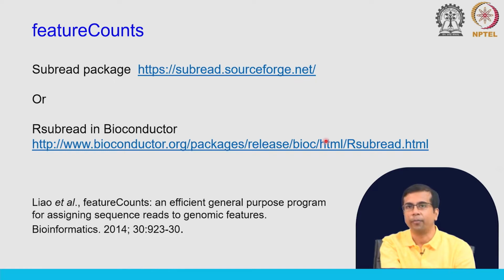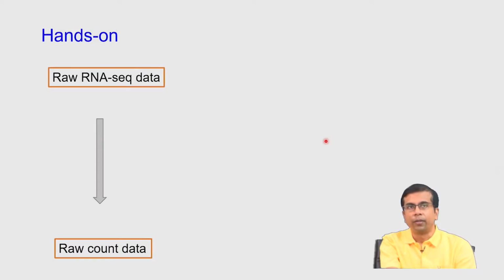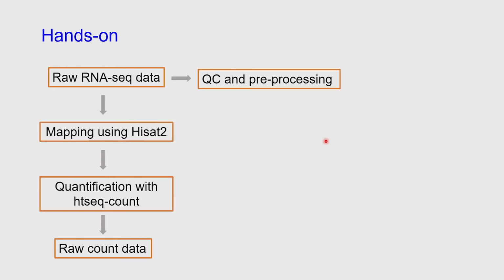Okay. So, what we're going to do is we will have a hands on now. We will just simply look at this raw RNA-seq data, and we will get to the raw count data using this very simple step. Okay. We will not talk about the QC and pre-processing, because you already know this, right, first QC, etc.